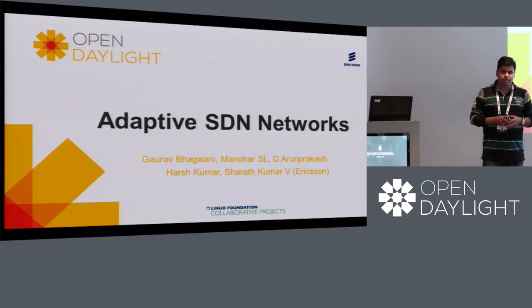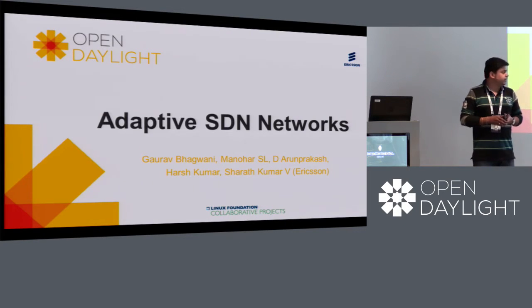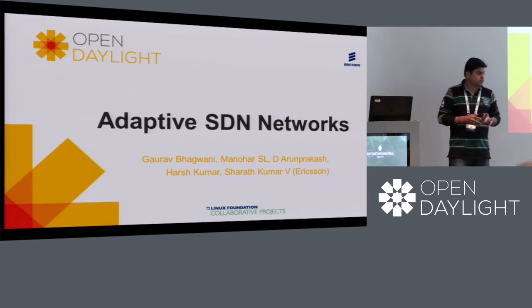So basically this is based on the OpenFlow spec 1.4 which has some of the really cool features which we can use and make the SDN networks more optimized or adaptive. So we'll go through all these 3 features of 1.4 and see how these can be utilized to make the network more adaptive.